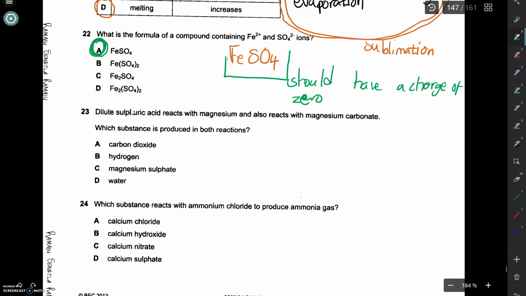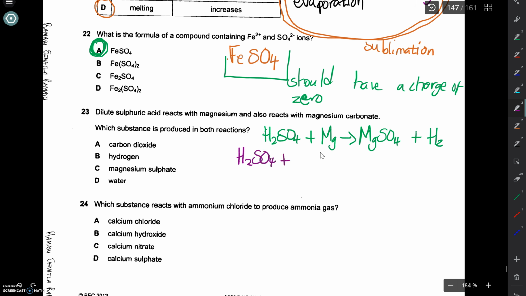Question 23 says, dilute sulfuric acid reacts with magnesium and also reacts with magnesium carbonate. Which substance is produced in both reactions? Okay, so when sulfuric acid, that's H2SO4, reacts with magnesium, Mg, the products are magnesium sulfate, which is MgSO4, plus hydrogen gas, right?